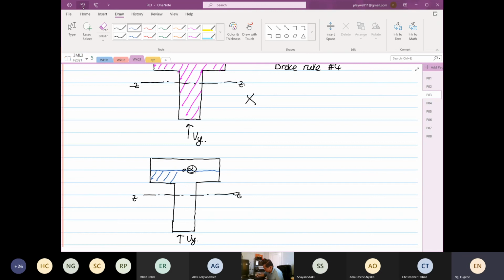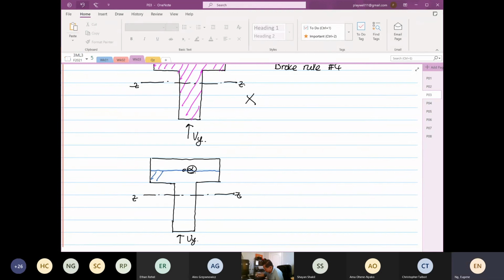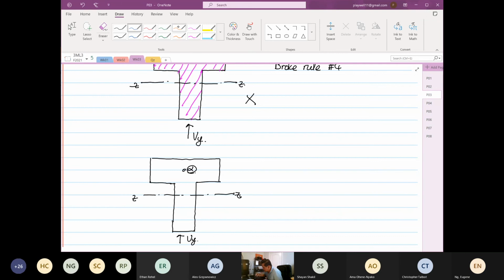Sorry, wrong color. I'm partially color blind, so I can't tell. Okay, so I'll take this area. Eugene says cannot cross the centroid. Is this right or wrong?